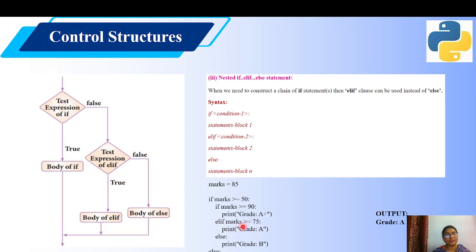Elif marks is greater than or equal to 75, then print grade A. Else print grade B. Else means if marks is less than 75. After that, else print fail. Because the value of marks here is 85, this statement will execute. It is greater than 75, so it will print grade A. Okay.